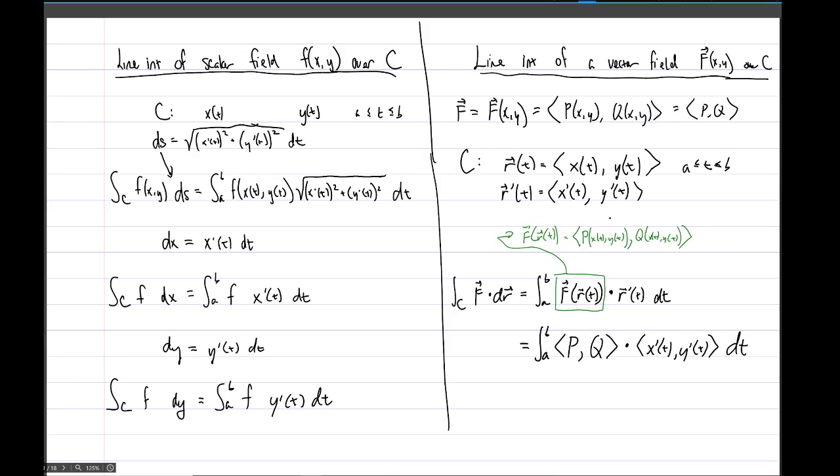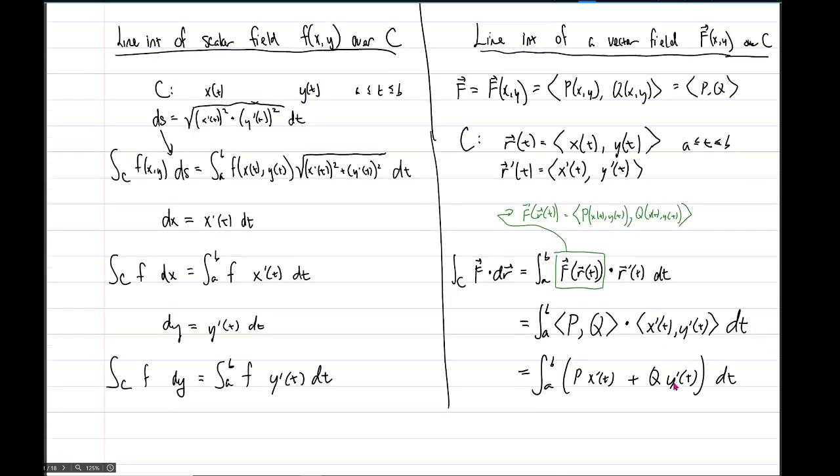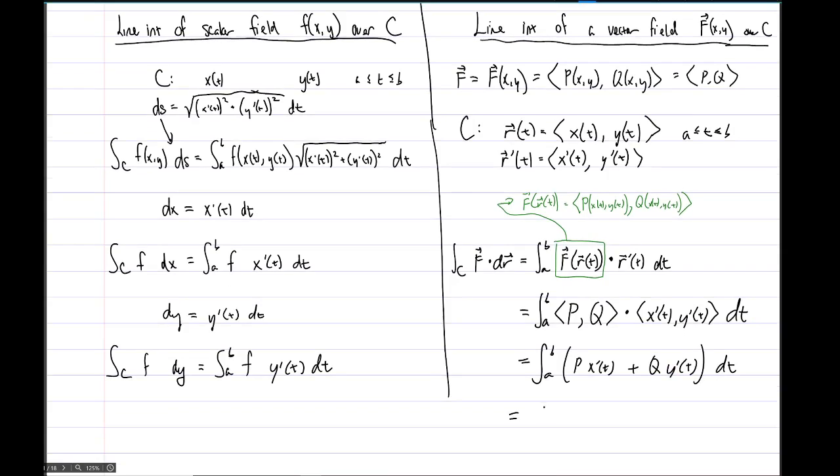It just means that the vector field itself needs to be written in terms of t instead of in terms of x's and y's. And if you work out what this is, integral a to b of this dot product, so p times x prime of t plus q times y prime of t dt. And if we write this as two separate integrals, we have integral a to b of p, written in terms of t alone, x prime of t dt, plus integral from a to b of q times y prime of t dt.